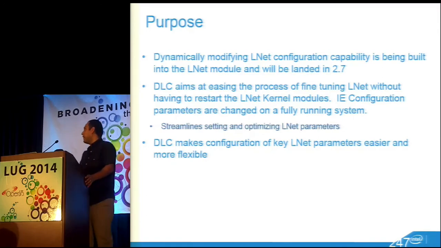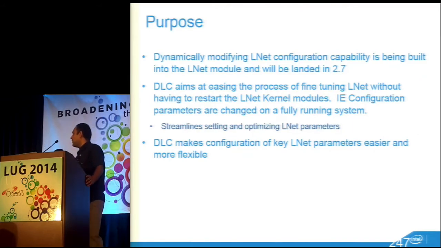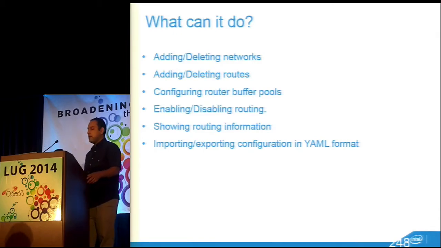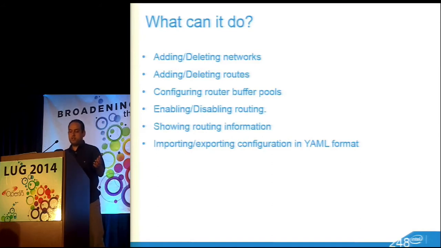Okay, so what can it do? Basically, we're able to add, delete, and show networks. I forgot to put show here, but you can show configured networks, add new networks, or delete existing networks. Same with routes. You can configure the router buffer pools all on the fly. You can enable and disable routing, and you can show the routing information. And then we also added the ability to describe a bunch of configuration in a YAML file, and then you can import it so that you can configure it all at once, or you can export the current configuration in YAML format.